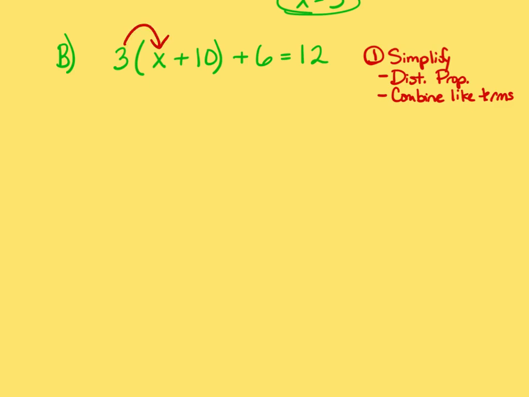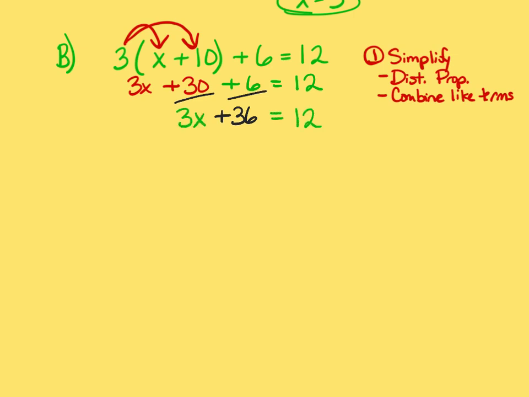3 times x is 3x. 3 times 10 is positive 30. And we bring everything else down. And then notice that we do have like terms on the left side. We have a positive 30 and a positive 6. So we can bring the rest of this down and say 30 plus 6 is 36. So I've got 3x plus 36 equal 12. And at that point, this is now a two-step equation.